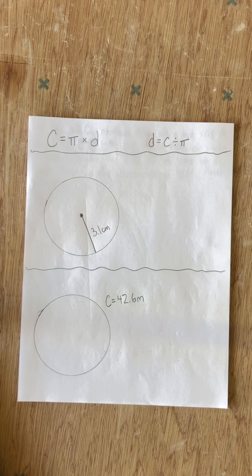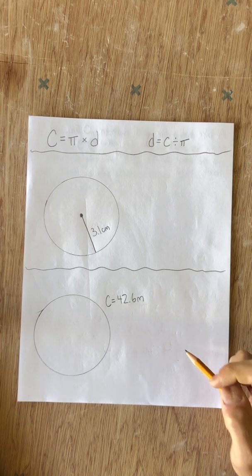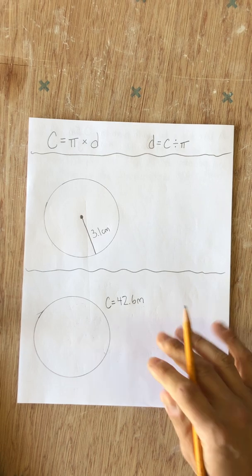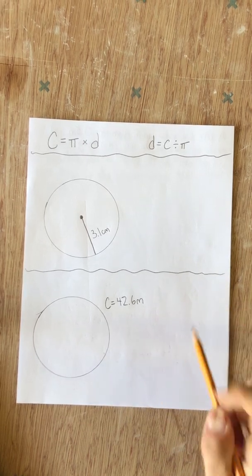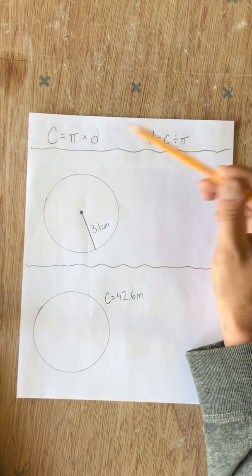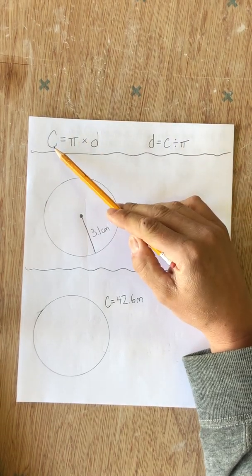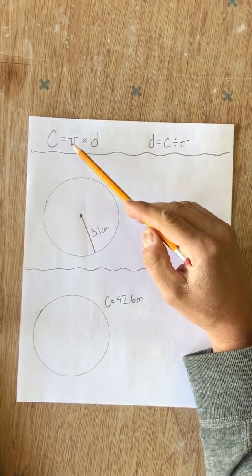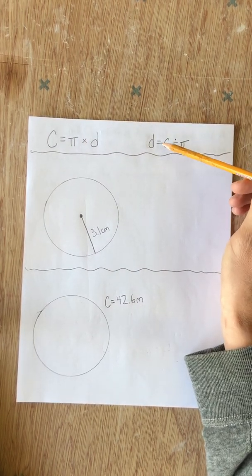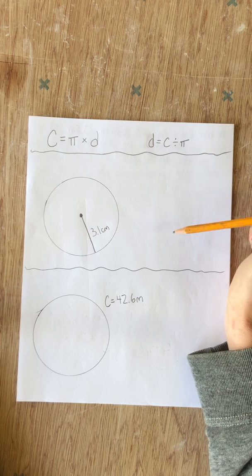Before we do that, though, I just wanted to go over some examples. The questions I go over today are going to be similar to the ones you see in the check-in. Starting off, a quick review. Here are the two main equations we're going to be using today. We've seen these the last couple days. Circumference equals pi times diameter, and diameter equals circumference divided by pi.